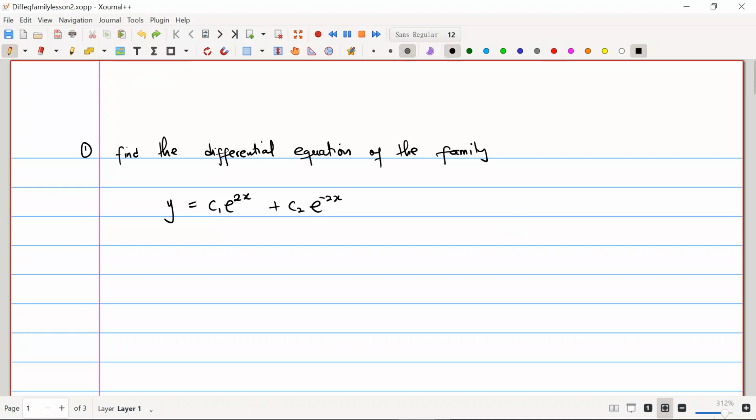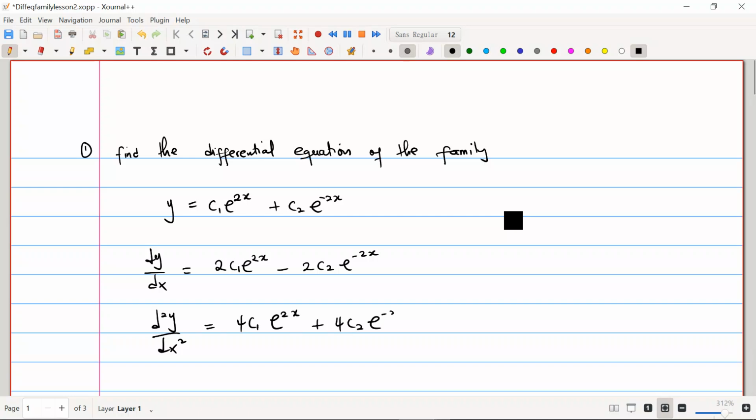What we do is take the derivative of both sides. So dy dx is equal to 2c1 e to the 2x minus 2c2 e to the negative 2x. That's the derivative of that. I'm pretty sure you are familiar with how to find the derivative of exponential functions. Now I take the second derivative. d squared y dx squared is equal to 4c1 e to the 2x plus 4c2 e to the negative 2x.